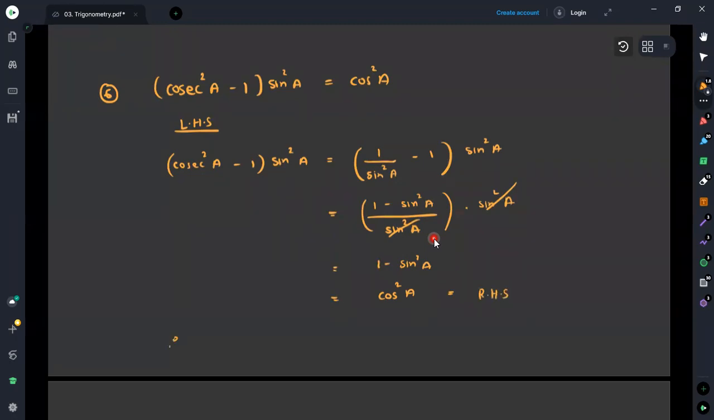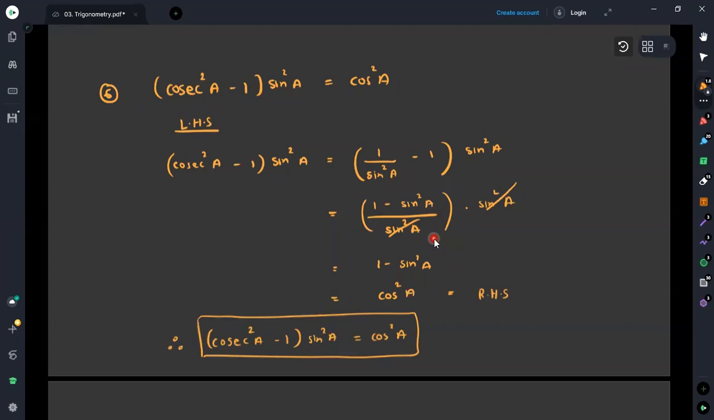Therefore, we can say that cosec squared A minus 1 times sine squared A is equal to cos squared A. So this is the proof of the identity.